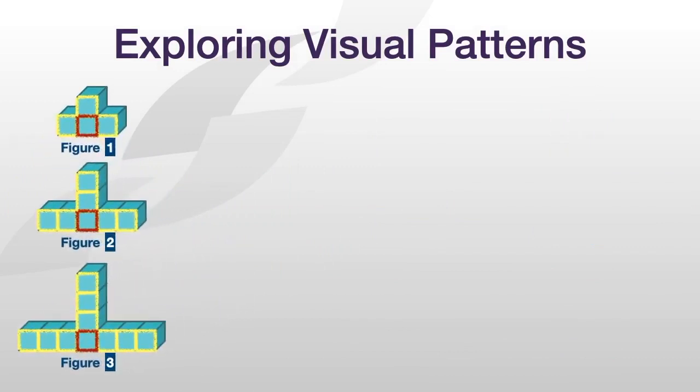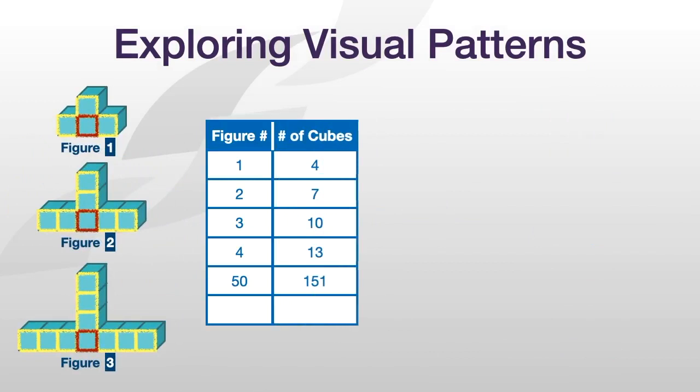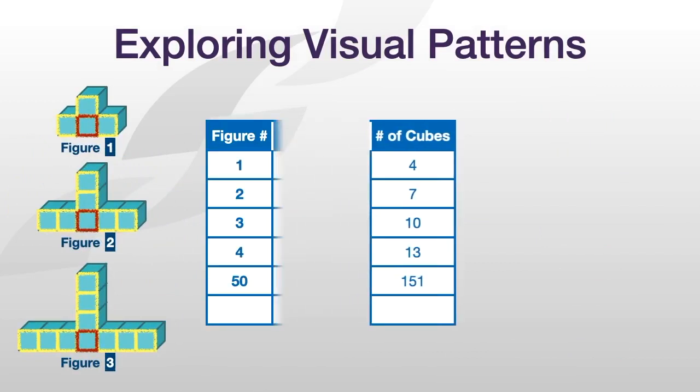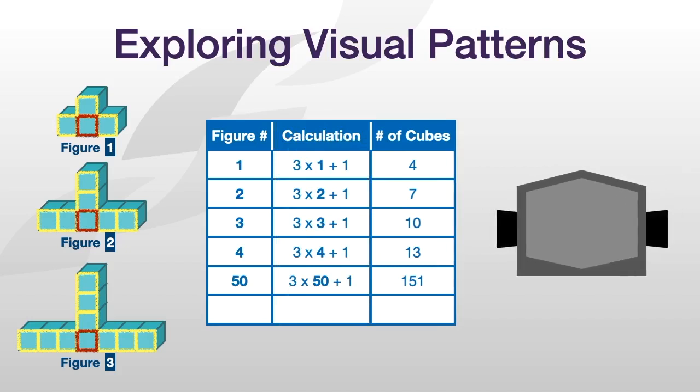So we have a visual pattern which we can represent using a table of values. This middle column shows how the number of cubes relates to the figure number. What's left is to figure out an algebraic expression of the pattern rule. If we let our variable be n, then the number of cubes must be 3 times n plus 1, which we represent as 3n plus 1.